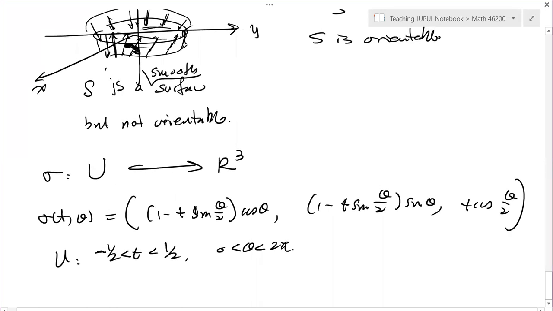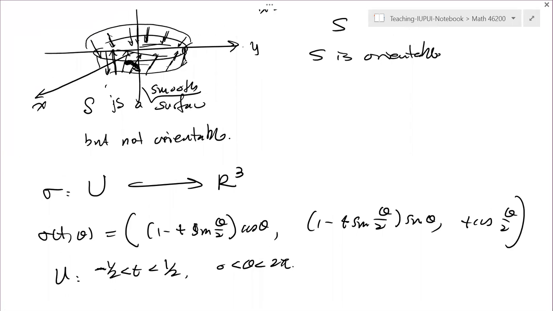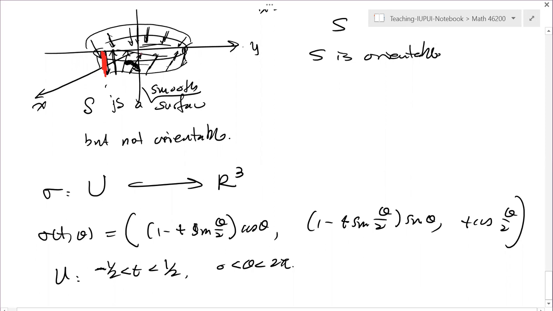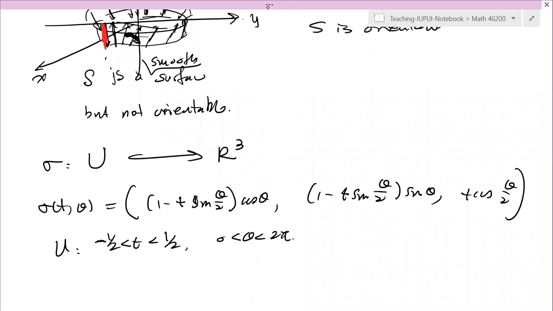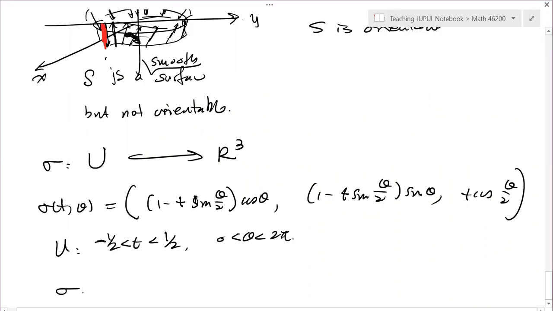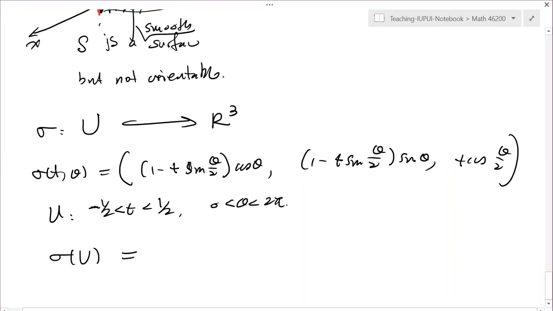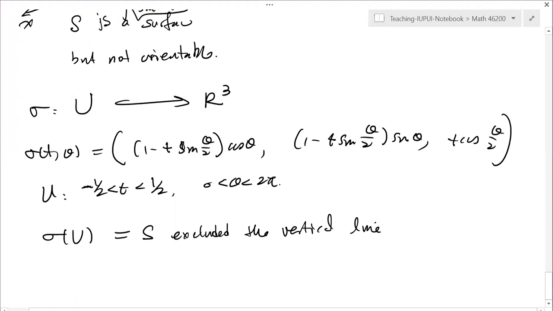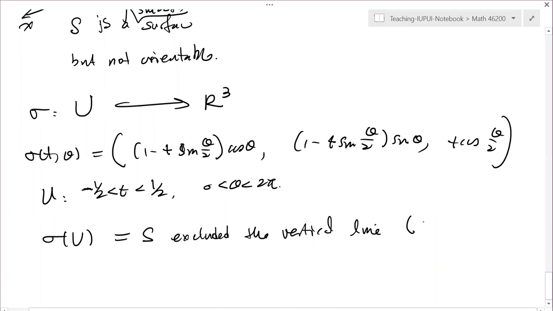Okay, so what you get here almost covers the whole Mobius Pen. If you cut it on this side, you open it and twist it. Except for the vertical line, this completely covers the whole thing. The image of sigma on U is going to be the Mobius Pen excluding the vertical line. Let's see: when theta is 0, it is going to be 1, 0, and t. So that's a vertical line.